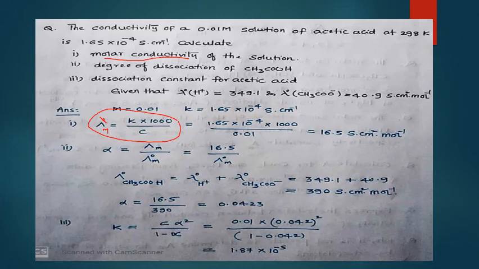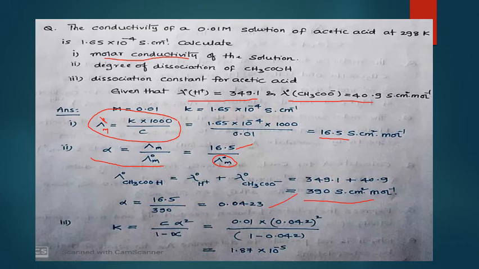Next, alpha equal to molar conductivity by molar conductivity at infinite dilution. The value is given, 16.5, already calculated here. And lambda m naught, do you have this value? No, you don't have it. But how can you calculate it? The data is already given. If you add the H+ and CH3COO- values, you will get that value. Then this is the answer. Clear? You will get roughly 4%.